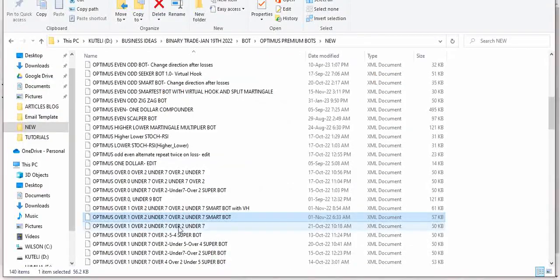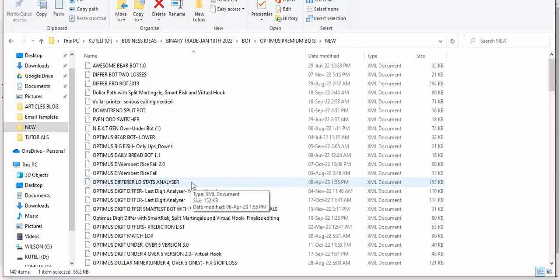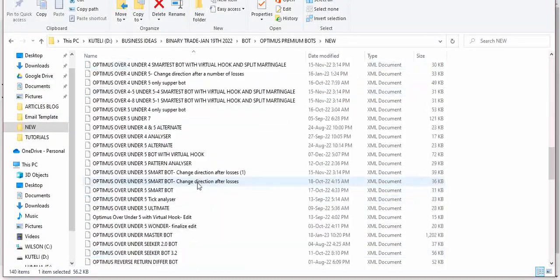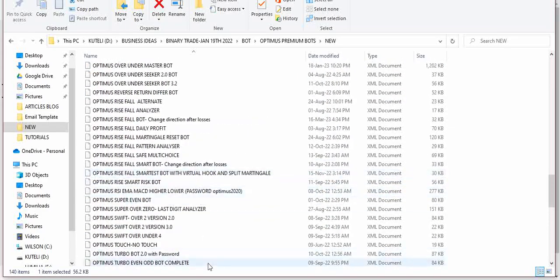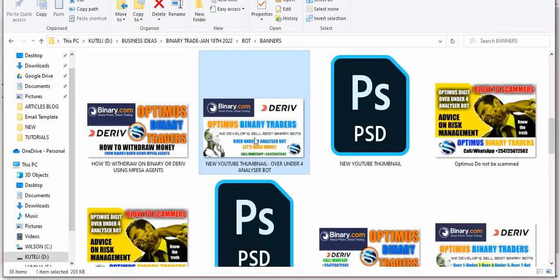So bots are there, so many. This is just some of them that I've developed. Optimus, yeah. So just some of them.